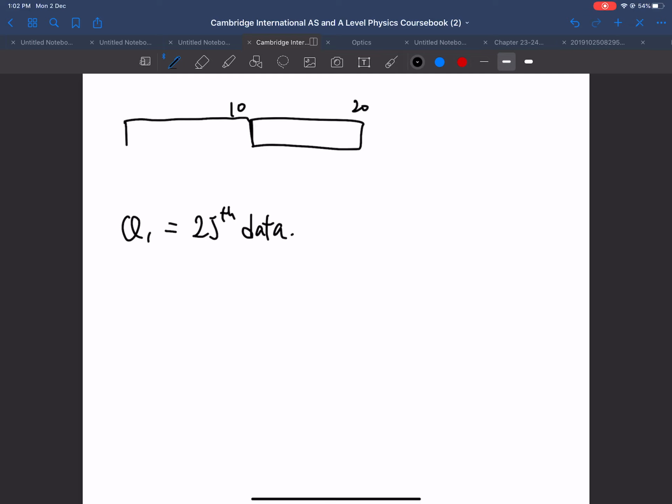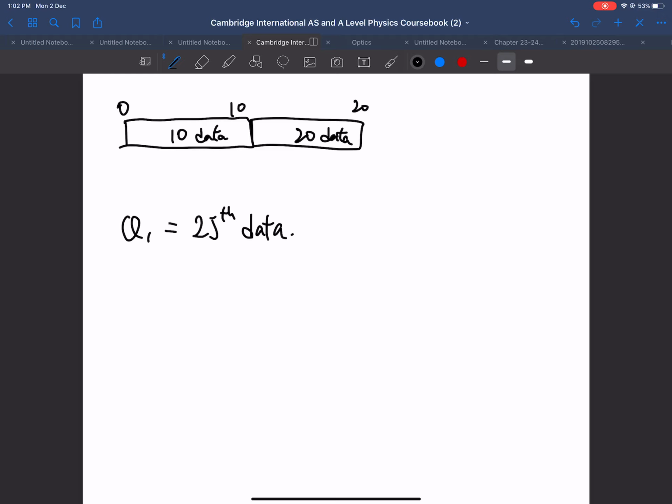Just say another class is from 0 to 10, and let's say there are 10 data here. Here is 20 data. And then you want to find the Q1. How do you do it in S1? 30 divided by 4, 7.5 data. Oh, you cannot find because it's only until 20. It's 7.5 over 10 times 10.